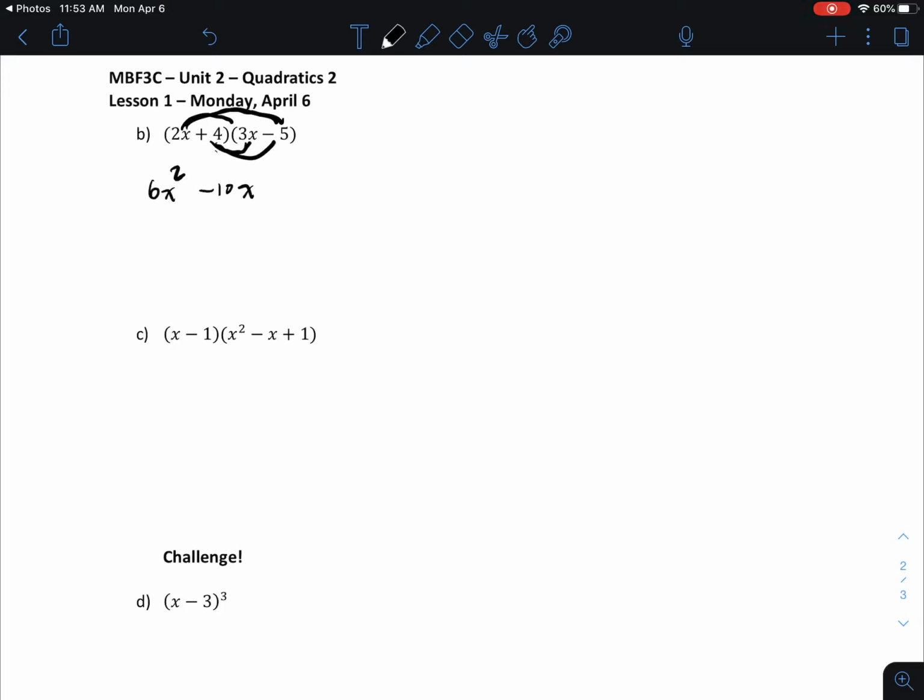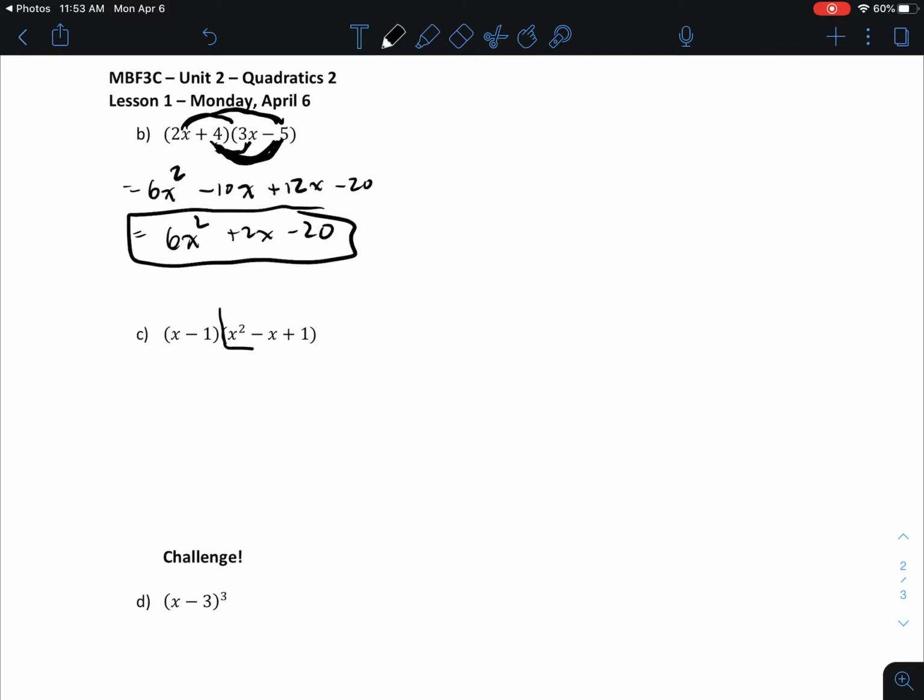4 times 3x is going to be positive 12x. And then 4 multiplied by negative 5 is going to be negative 20. Then I can collect the 2 in the middle: 6x squared plus 2x minus 20 is my final answer. You can confirm that using whatever method you'd like. So I'll do the next one now.